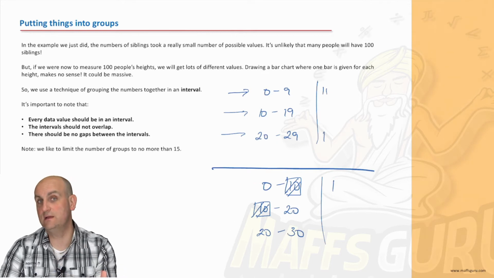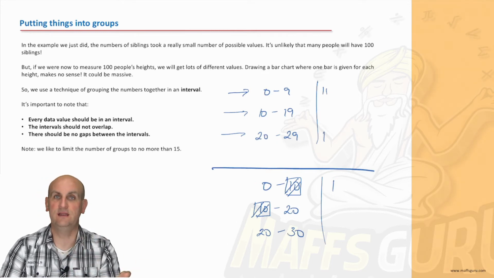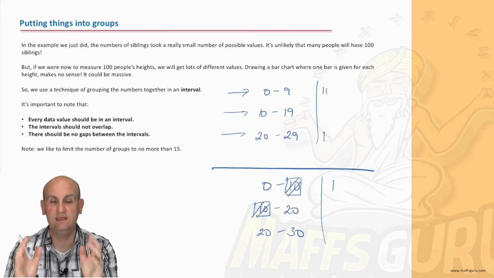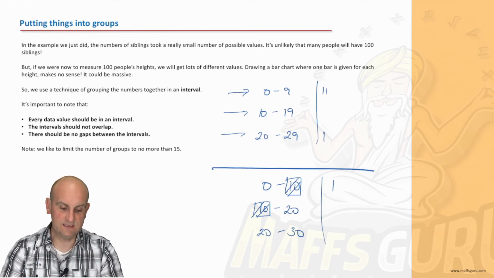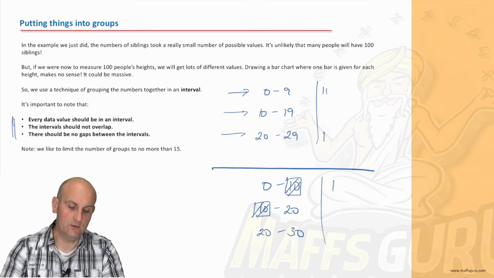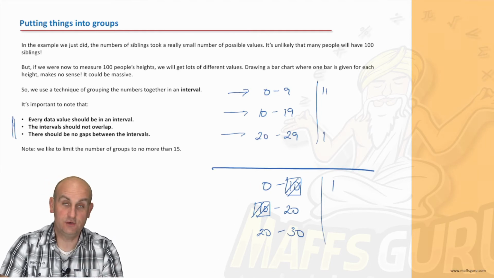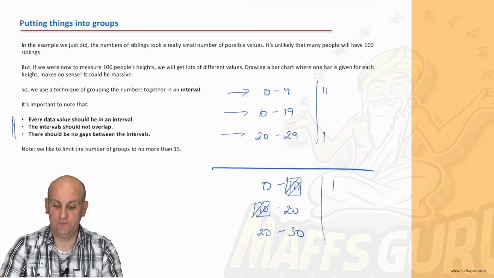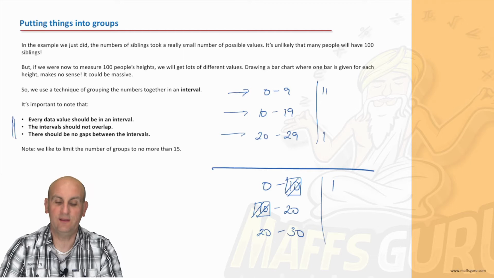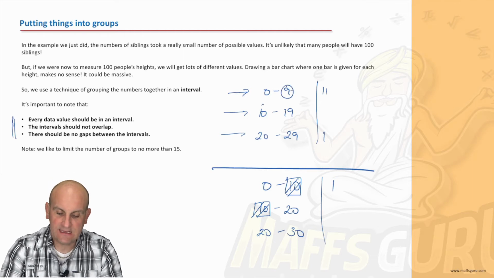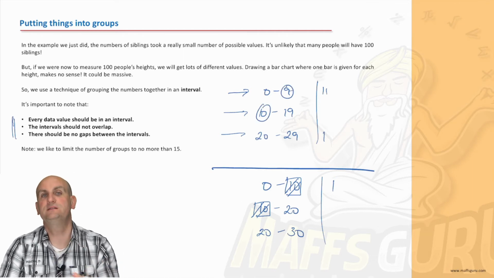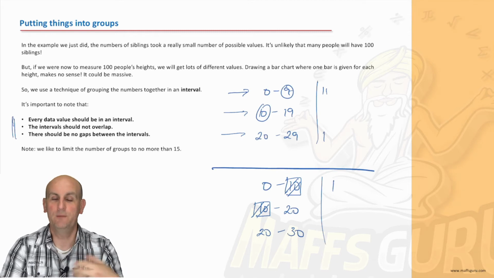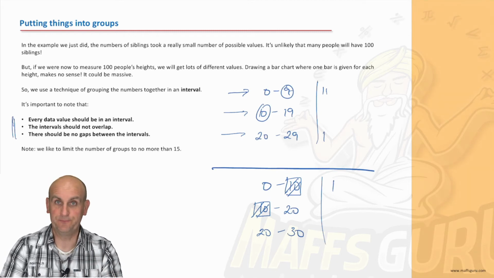So for discrete data, we would go from 0 to 9, 10 to 19, making sure our interval was the same distance, yeah? So as I say here, it's important to note that every data value should be in an interval. The intervals should not overlap, and there should not be any gaps between the intervals, right? So I know you're going to say, yeah, but hold on a moment, there's a gap between the 9 and the 10. But there isn't, because if I'm counting people, I'm not going to have 9.3 people, yeah?